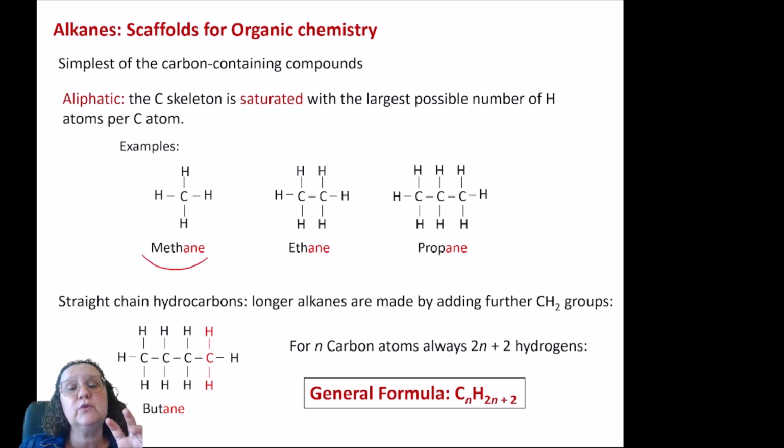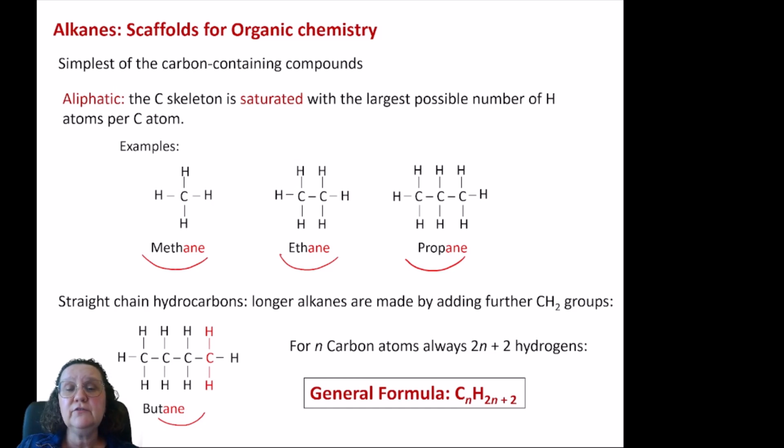Meth, because that's the prefix we use to call something that has one carbon atom. Ane, because it's an alkane. The second one is called ethane, and it has two carbon atoms. Again, eth is the prefix we use for a compound that has two carbon atoms, and ane because it's an alkane. The one with three carbon atoms is called propane, and the one with four carbon atoms is called butane. After that, with 5 carbon atoms, 6 carbon atoms, etc., you use Latin prefixes.